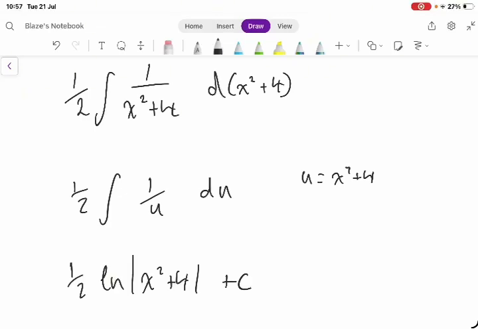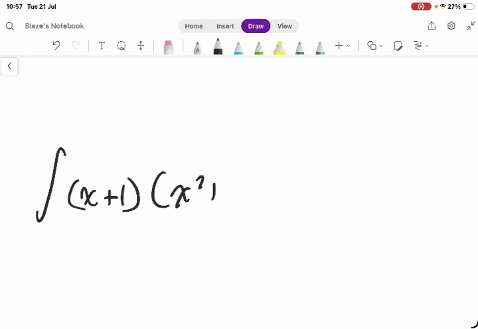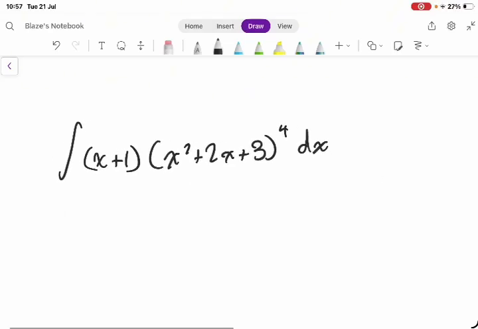So you often get the fraction one, and there's also, as I said, the product one. So let's demonstrate. Let's say we have the integral of x plus 1, x squared plus 2x plus 3 to the 4 dx. So first step, higher power expression. That's the x squared plus 2x plus 3.